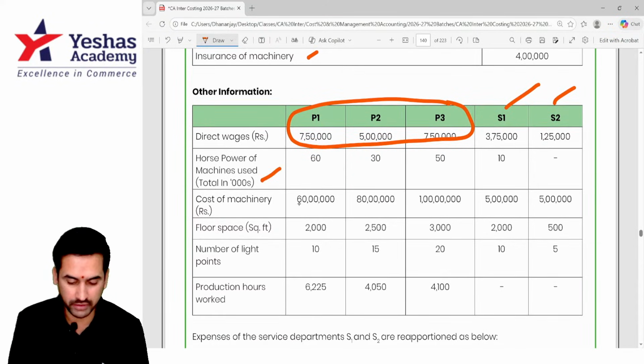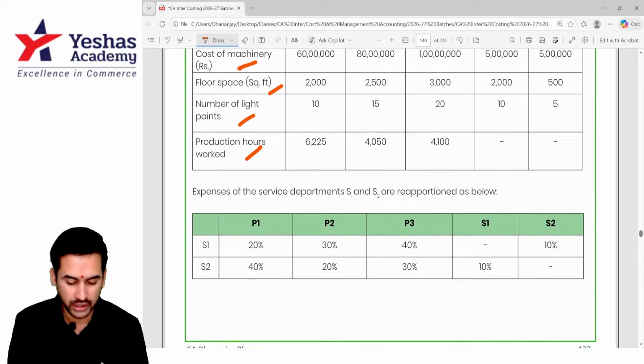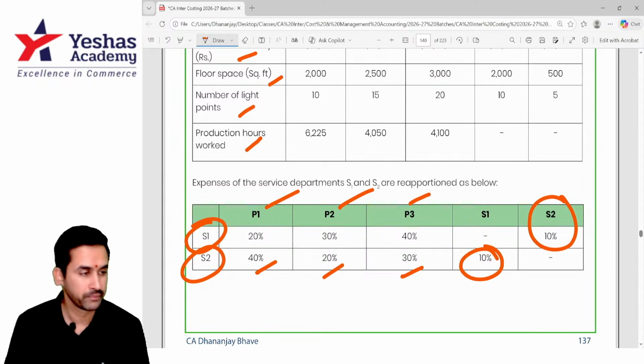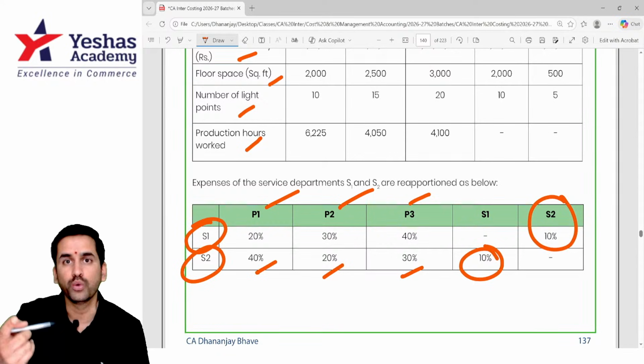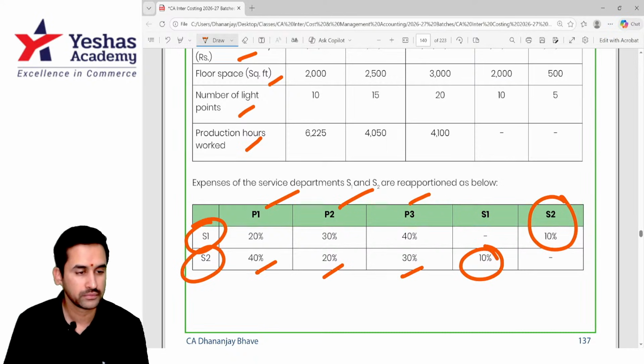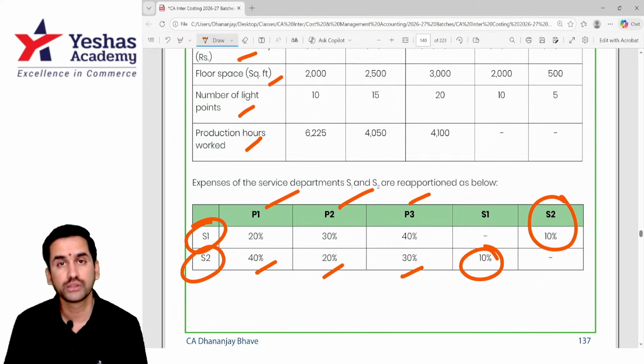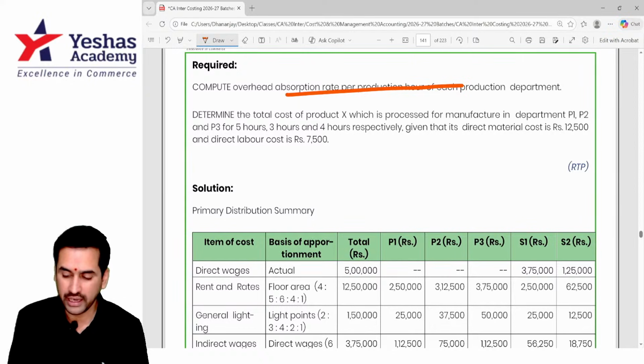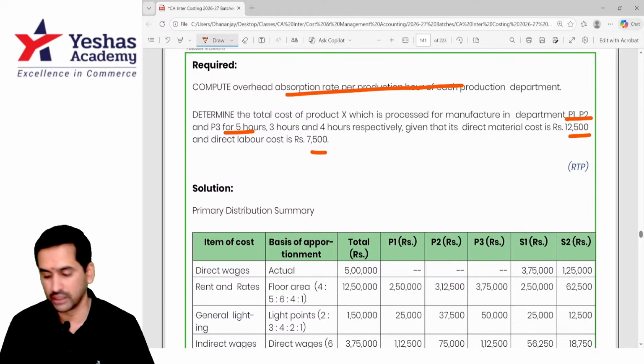Correct, sir. Horsepower, cost of machine, floor area, light points, number of hours. Now S1 to P1, P2, P3 as well as S2. From S2 to P1, P2, P3 as well as S1. You know what this is? S1 to S2, S2 to S1. Correct? That means, sir, both ways there is department wise transfer. S1 to S2 also, S2 to S1 also. Compute overhead absorption rate, and then if P1, P2, P3 require so much material and labor. The easy question. I don't think there will be any difficulty.